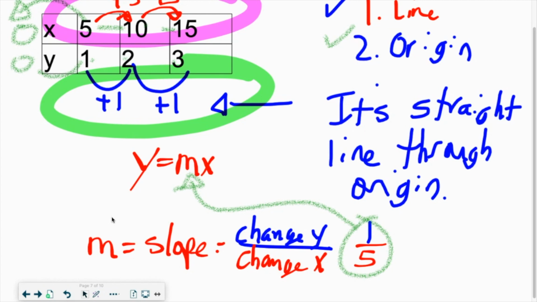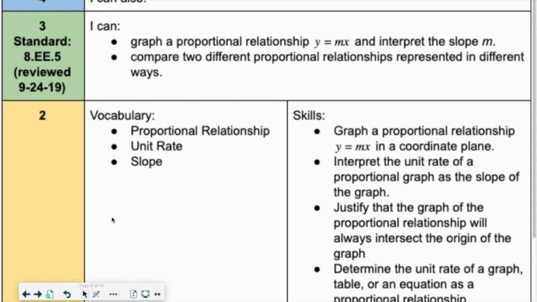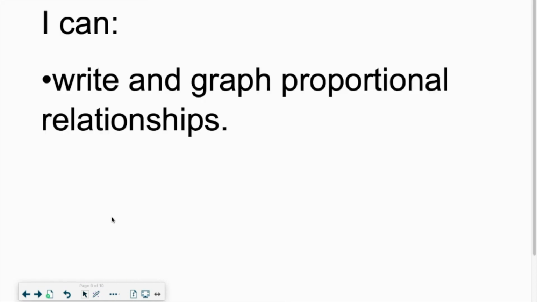So your final answer, y = 1/5 x. And you're done. You have to write an equation like you'll do on the first couple of problems in your assignment. That's what you're looking at. Again, we want to be able to do this because it's right there in the I can. It's right here in the skills. We talk about slope and proportional relationship. Today you're going to write and graph proportional relationships.